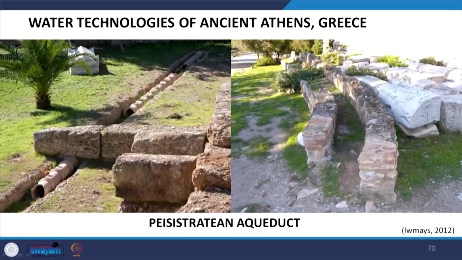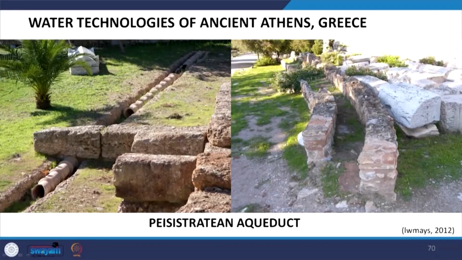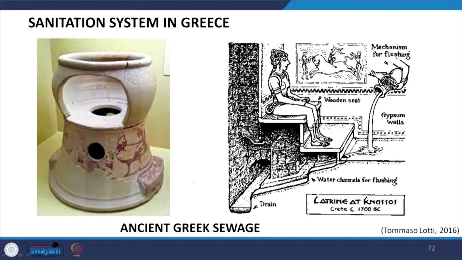This aqueduct carried water from the foothills of Hymettus mountain, probably east of the present Holargos suburb, for a distance of 7.5 km to the center of the city near the Acropolis. In the given figure, you can see the sanitation system adopted during the Greek period.